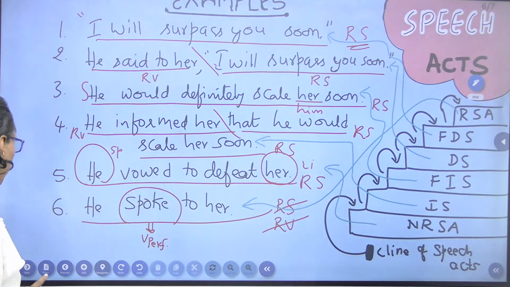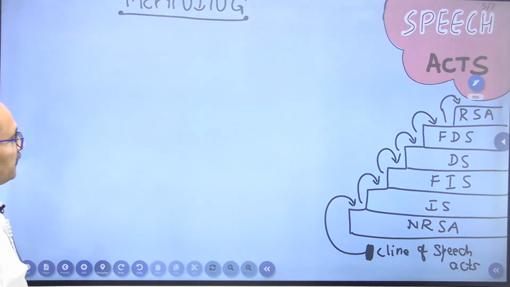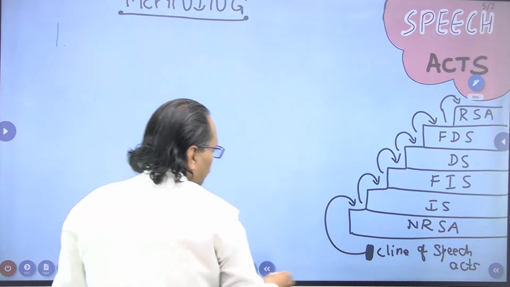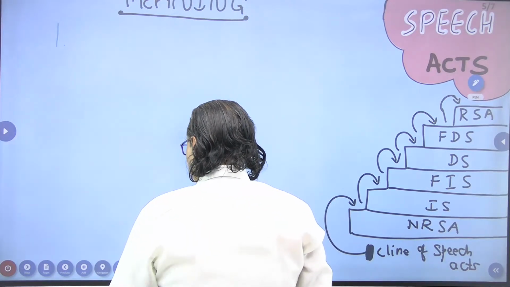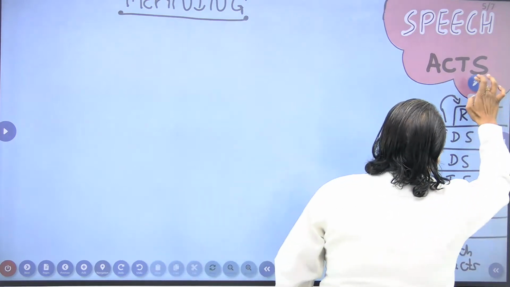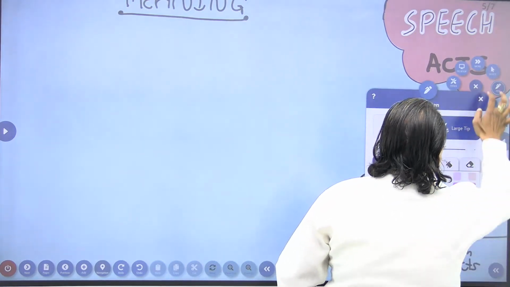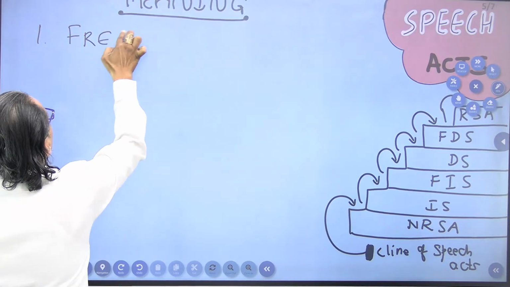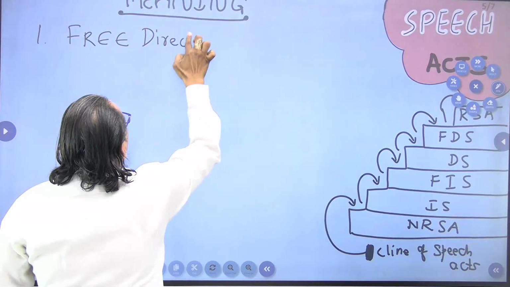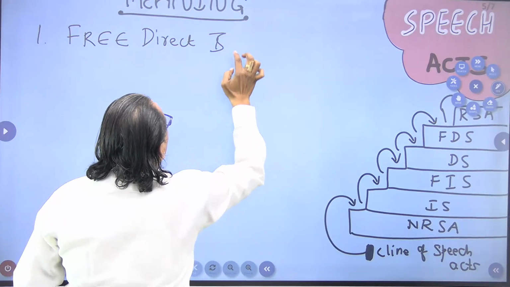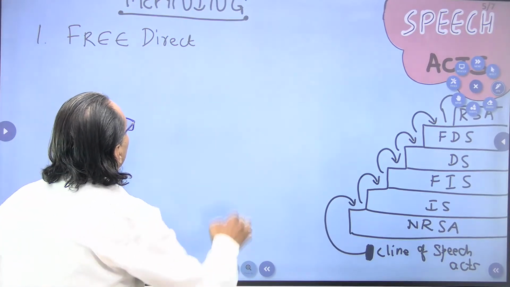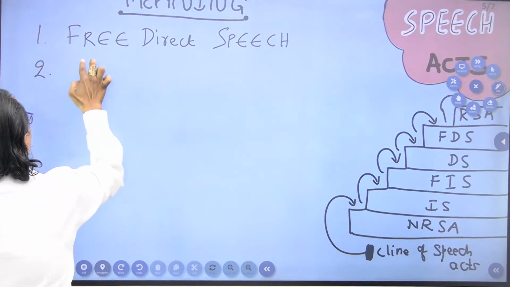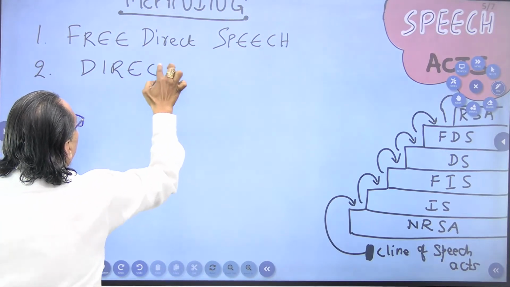So let us give them the names in some other slide, and that slide is this. Let us start with the very first one, and the first one is none other than the free direct thought. It's not free direct thought, it is free direct speech. When we go into thought, we will talk about that as well. The second one is, as I said, direct speech.